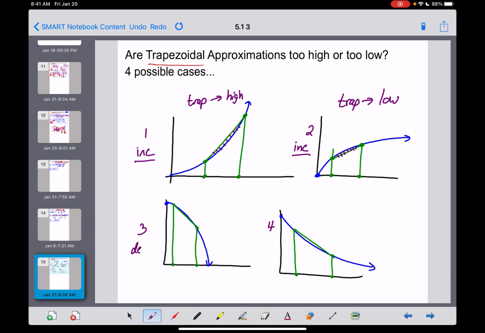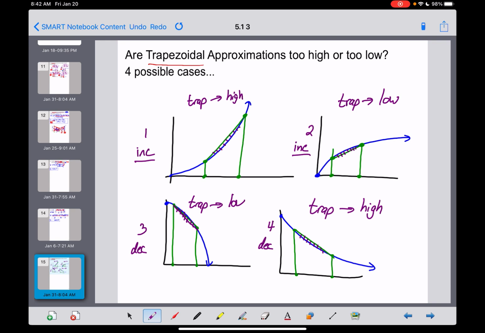Curve 3 is clearly decreasing. And I didn't draw this great here, guys, but in that case, ask yourself, is this approximation going to be too high or too low? This curve is going to be a little bit too low right here. So the trapezoidal approximation here is too low because I'm missing area right here that I should have been counting. Curve 4 is also one that's decreasing, and now, it looks like I'm counting area that I shouldn't be counting. So here in curve 4, I think my trapezoidal approximation is too high.